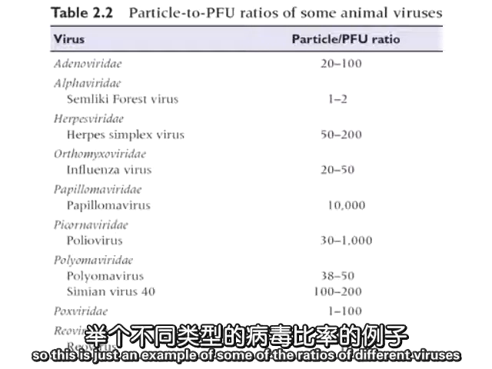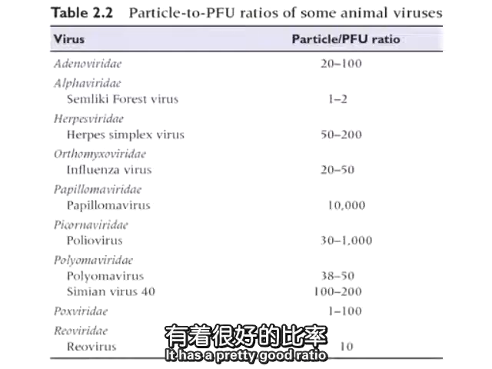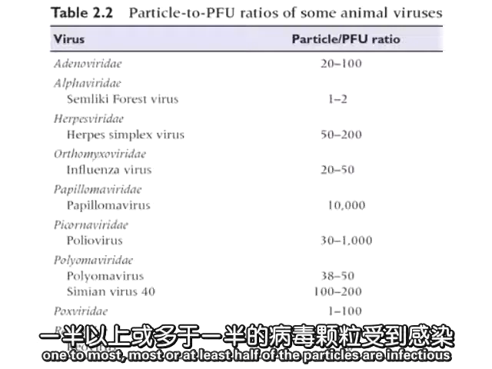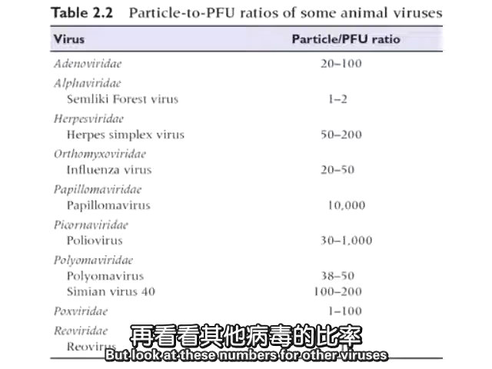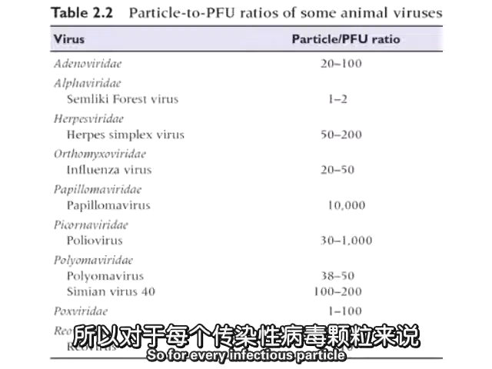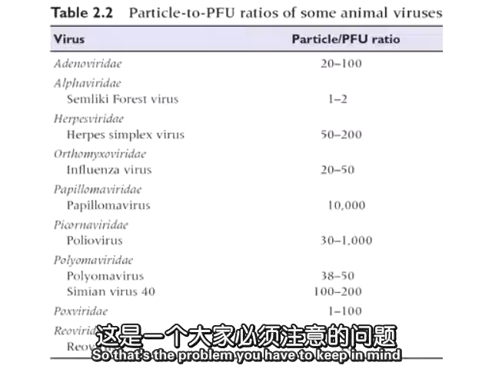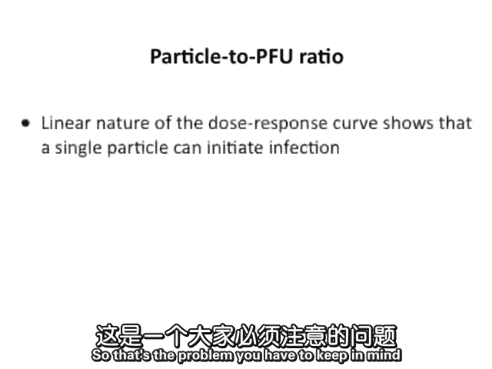So these are just an example of some of the ratios of different viruses. This one, Semliki forest virus, is a well-behaved virus. It has a pretty good ratio, 1 to 2. Most or at least half of the particles are infectious. But look at these numbers for other viruses. 200 to 10,000 for papillomaviruses. So for every infectious particle, there are 10,000 ones that are not infectious. So that's a problem that you have to keep in mind.